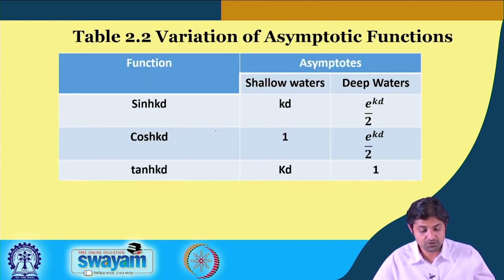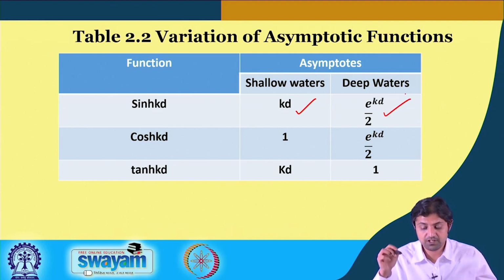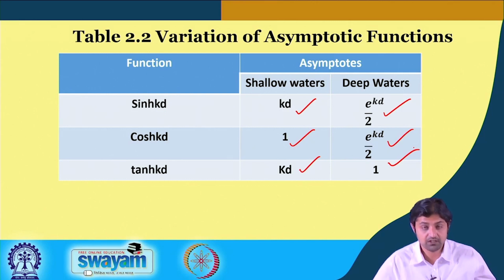There is a table that shows some asymptotic variations. So, sinh kd in shallow water is kd, whereas in deep water it is e to the power kd by 2. Cosh kd in shallow water is 1, and cosh kd in deep water is e to the power kd by 2. Tanh kd is kd in shallow water, and in deep water it is 1. This we have already discussed once before in a different format.